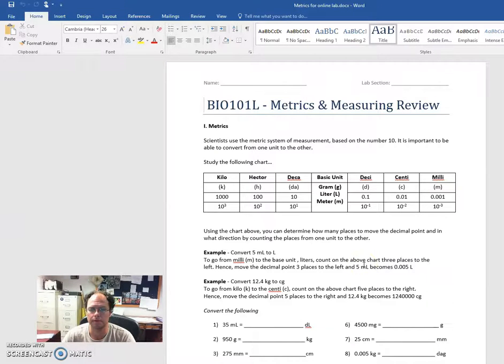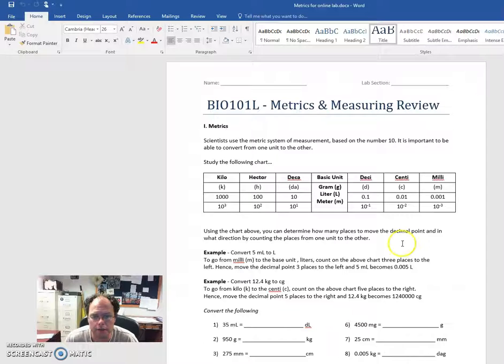Hi, going to try to give you some tips on the Metric and Measuring System Lab. So here's what your worksheet looks like. Hopefully you can see that. I just give you a couple samples of how you do this. Also, I would watch those other links I put up to help.